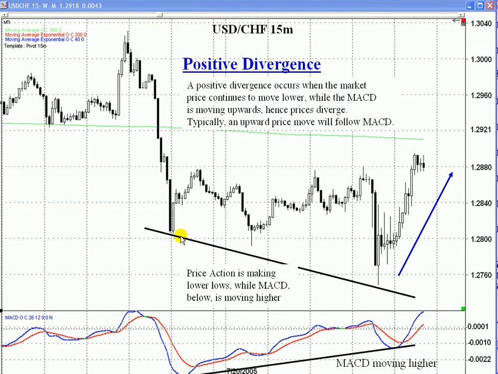This black line is in here just to show you the divergence between this low and this low, and this low and this low, and how they're moving in opposite directions. The argument can be presented that they're actually moving together. It's a convergence. But to keep it simple, we're stating divergence in this case.